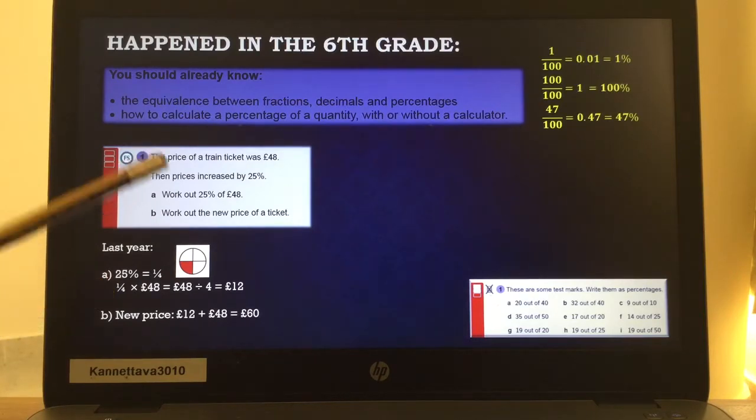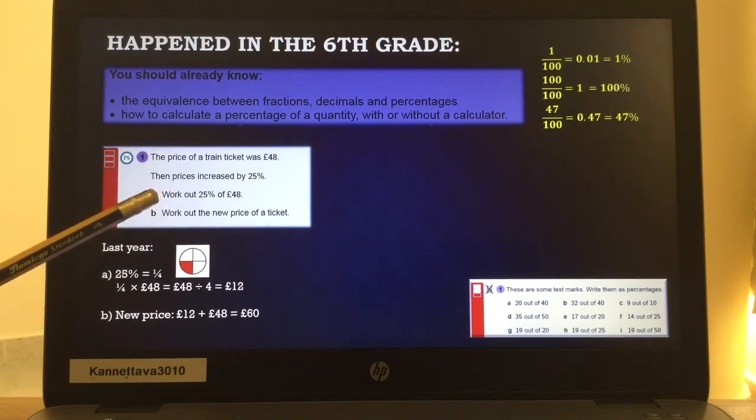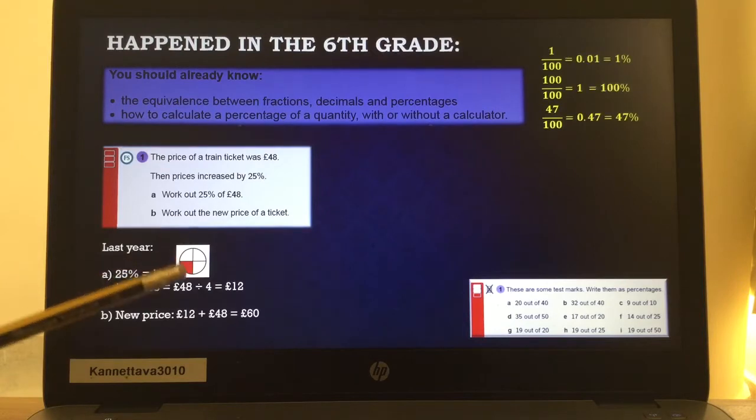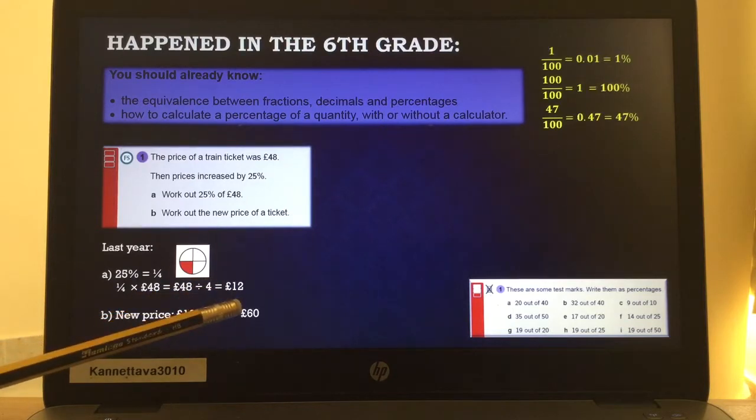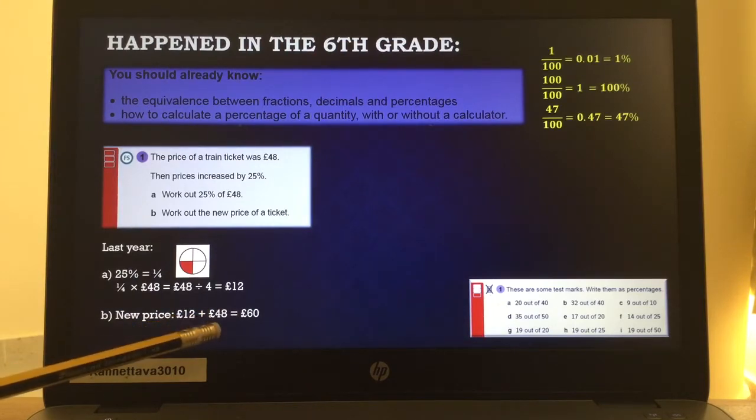So to find 25% of 48, you multiply 48 by 1 out of 4, which is the same as 48 divided by 4, and that is £12. So the new price is 12 added to 48, which is £60.